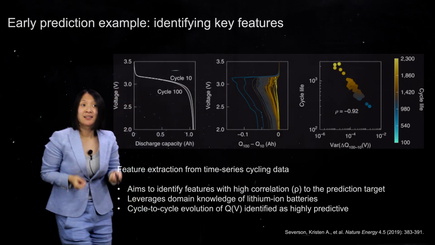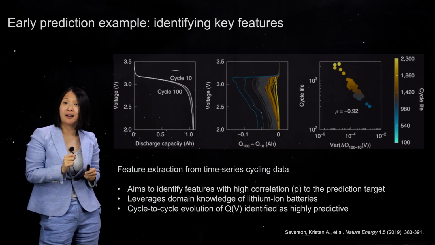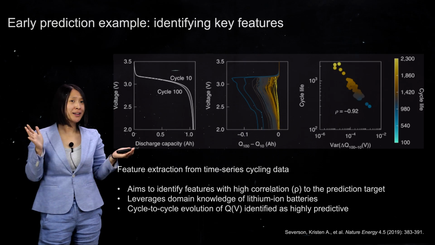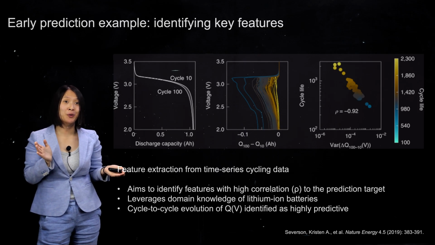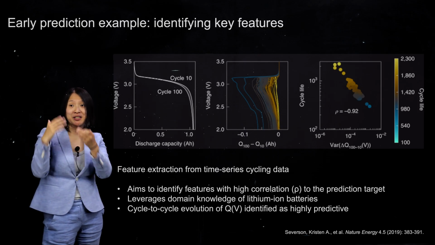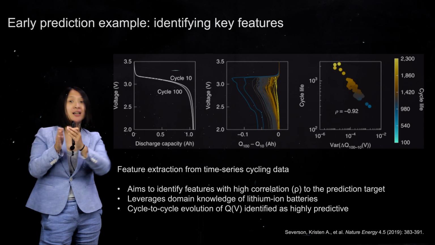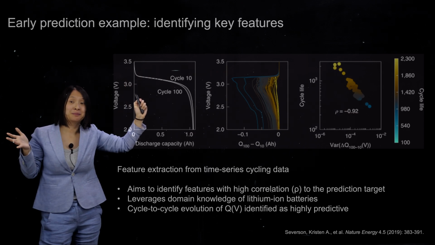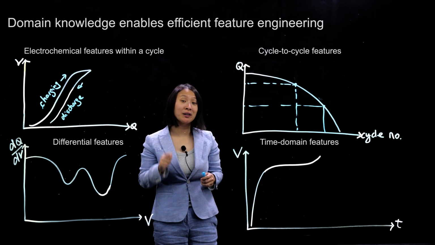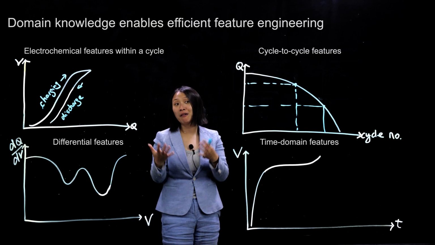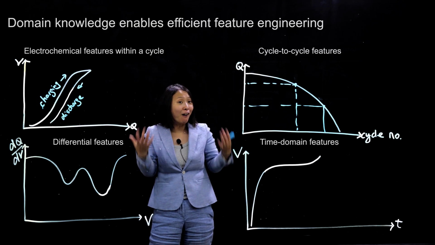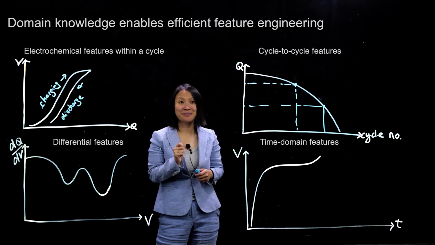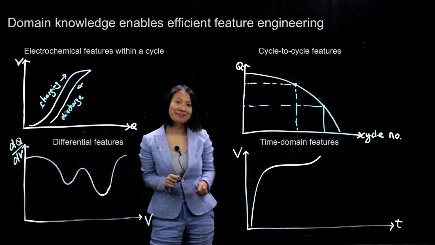Indeed, in this study, the researchers found out that even with this single feature, we were able to build a pretty accurate predictive model, where we use the information from the first 100 cycles only to predict the final lifetime of a battery. We can leverage our domain knowledge of how a battery degrades, or just how a battery works, to help us extract the features. Let's name a few examples.